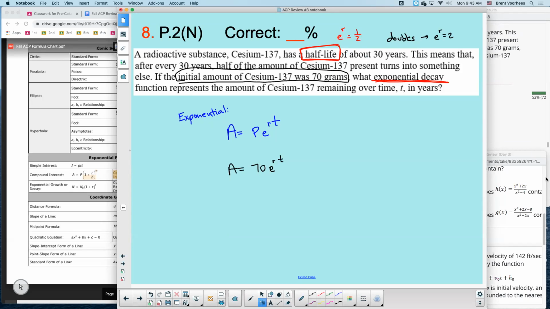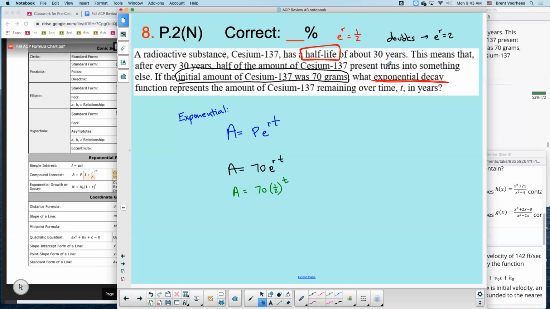So that's one thing that's not really explained ever in our curriculum, but it showed up once upon a time on one of these ACP exams. And now the district gives it to you as a practice question. So here's what that means. I just changed the equation to look like this. I first plugged in the initial amount, which was 70, and then e^r became 1/2. That's what the 1/2 is. When it says the half-life, that's what it means.